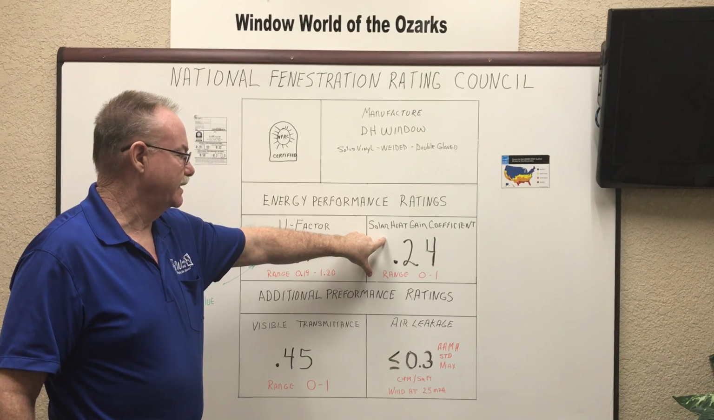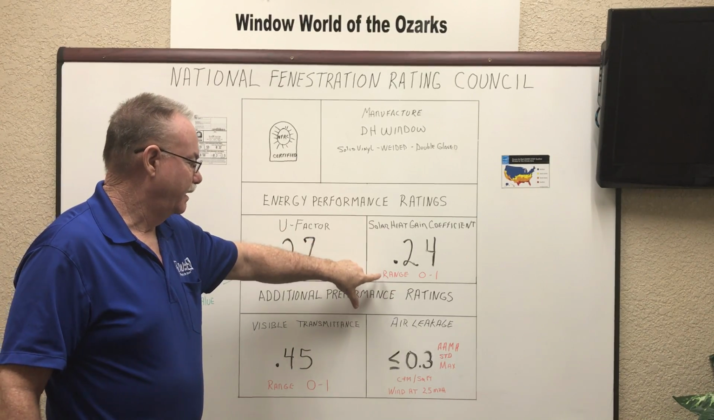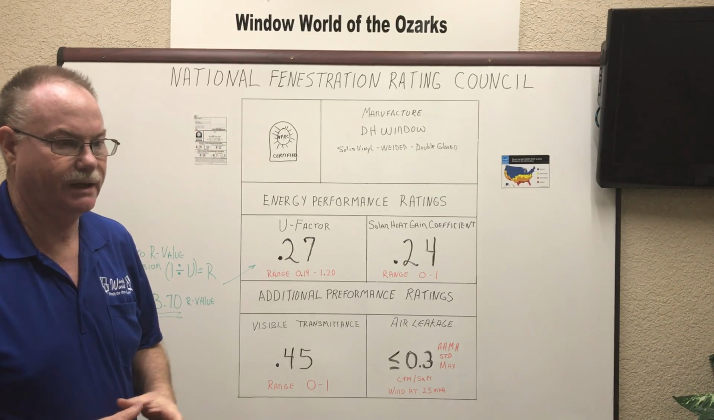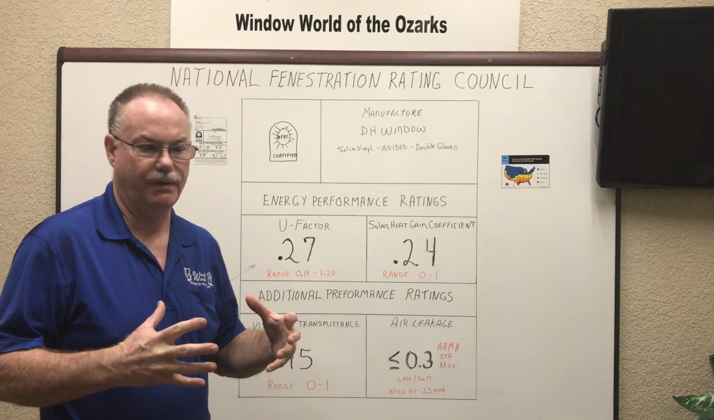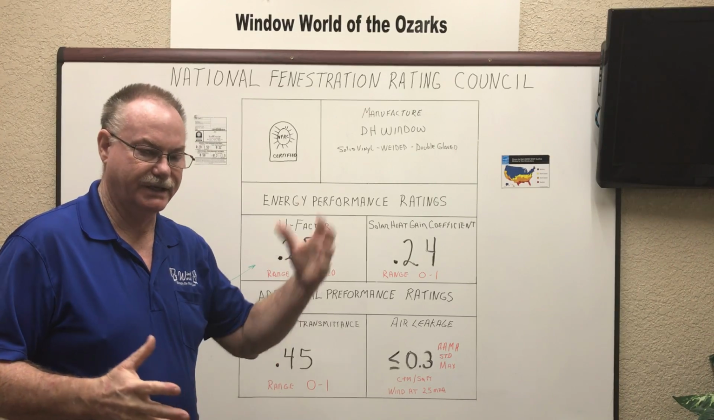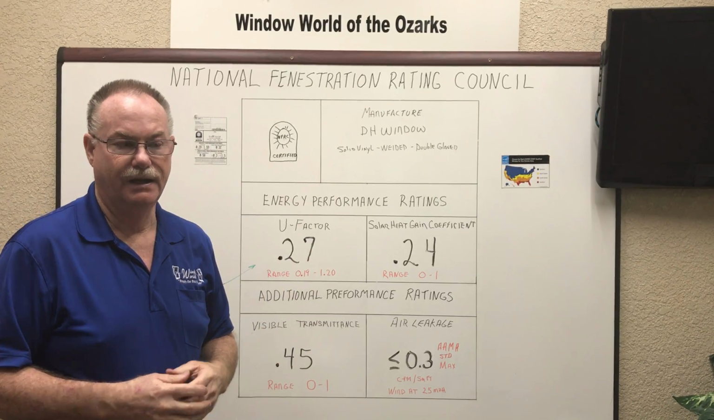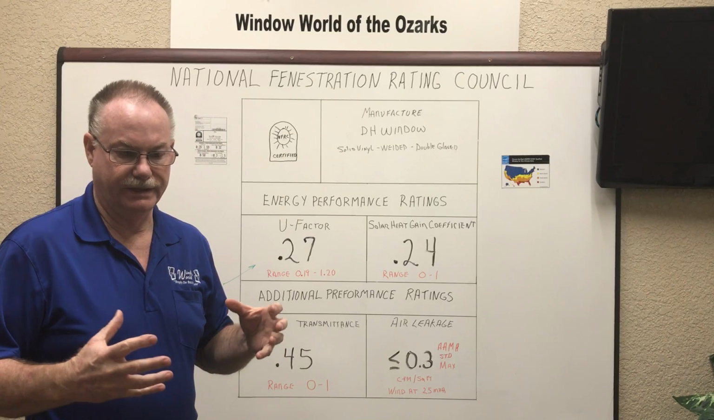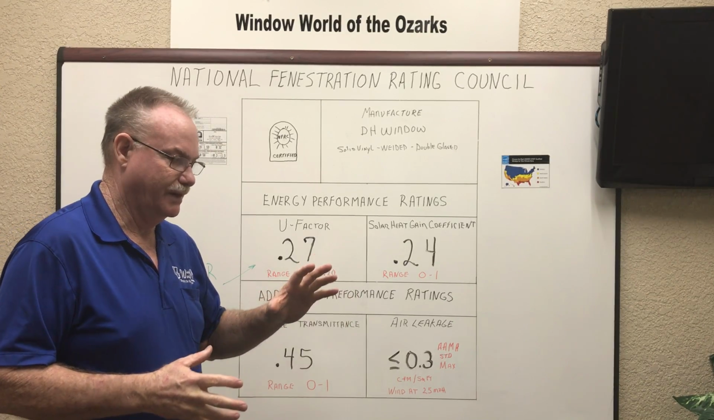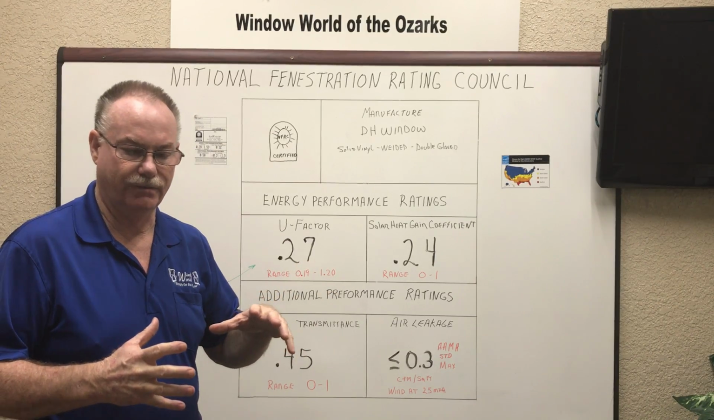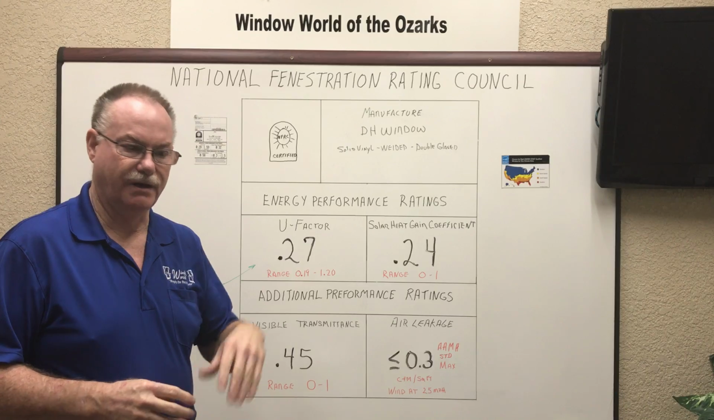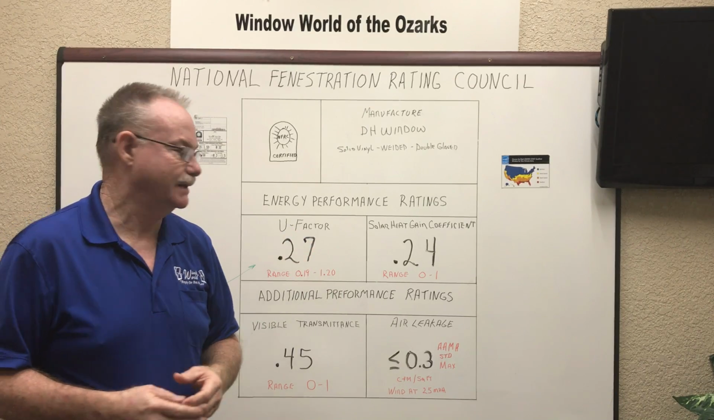The solar heat gain coefficient has a range of 0 to 1. This shows how much of the sun's rays are reflected, how much heat actually comes in, and how much is blocked, as far as the fading and all like that. So it works in 2 ways. In the summertime, it reflects the heat out, and in the wintertime, when your furnace is on, it actually reflects the heat back in.